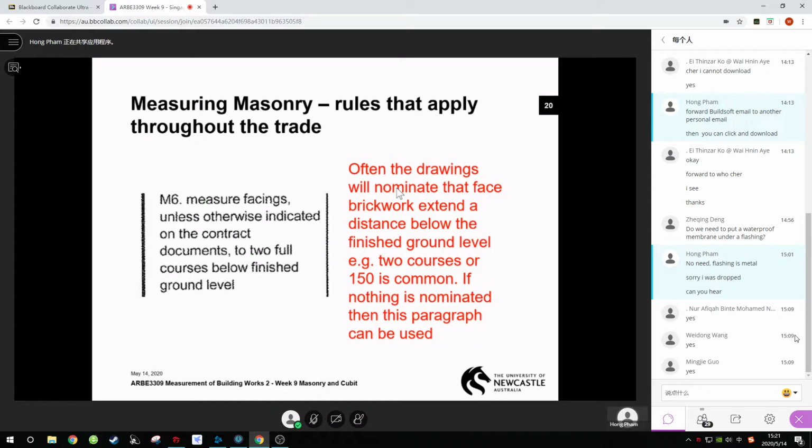And you'll sometimes see a job where the ground shrunk away on the outside, and you'll see common bricks just appearing up out of the ground. That means you always take the face brick work down at least 2 courses below ground level. Slide 21, you'll hear some different talk about mortar finishes, and across the bottom you've got: measure facing unless otherwise indicated in the contract document to 2 full courses below finished ground level.